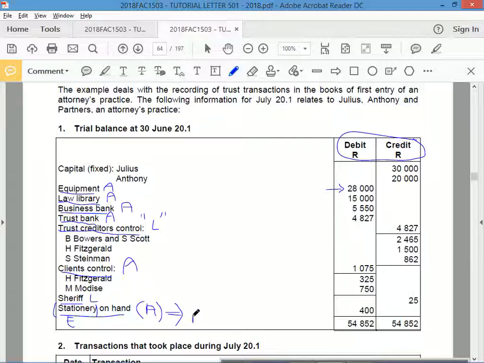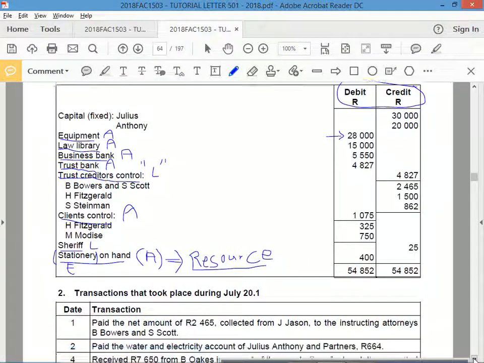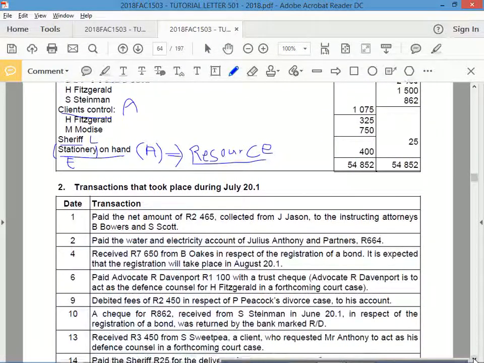Let's just carry on. But this would be a resource that's controlled. Okay, not an outflow of benefits. That's the only reason why you're treating it as an asset, not an expense. So just be careful with that. So stationery on hand, asset. Packing material on hand, consumables on hand, anything on hand will be seen as a resource that hasn't been fully utilized. Okay, so it's something that you haven't finished using.